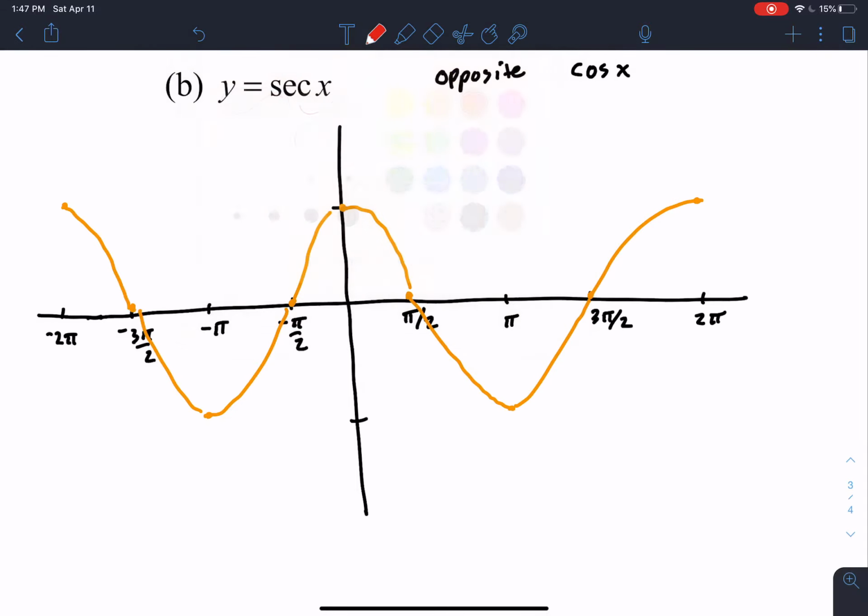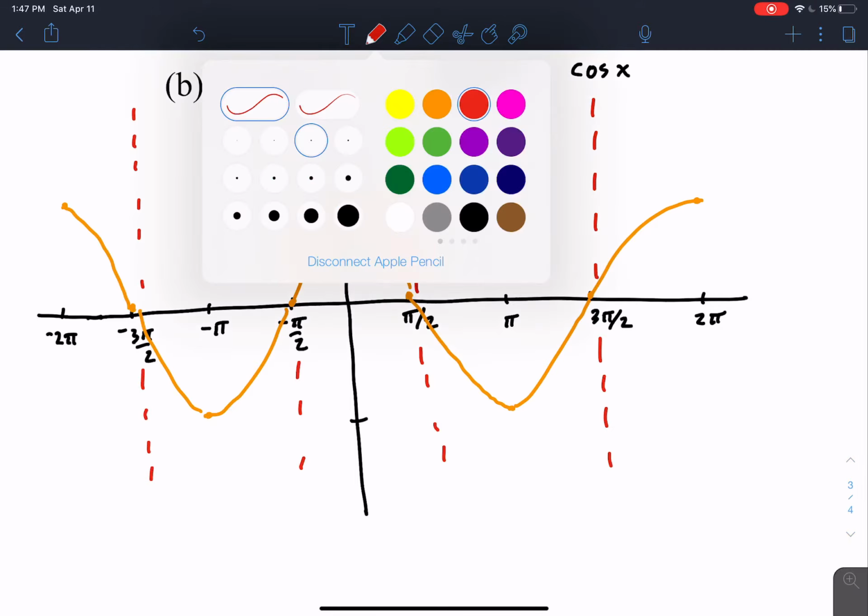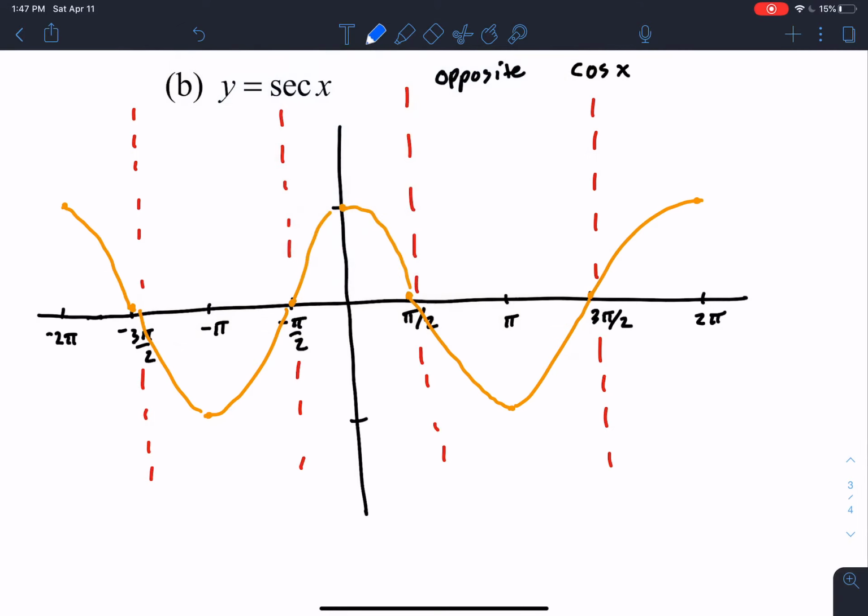And then again, anywhere you see cosine is 0, that means secant is going to be 1 over 0, or undefined. So asymptotes at pi over 2, 3 pi over 2, negative pi over 2. And then at high points your curve is above, and at low points it is below.